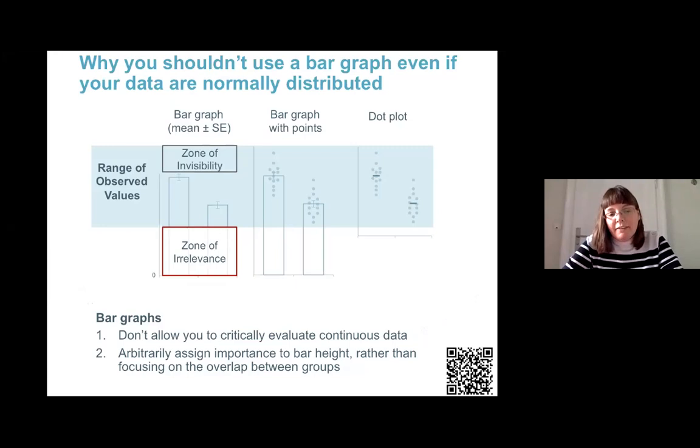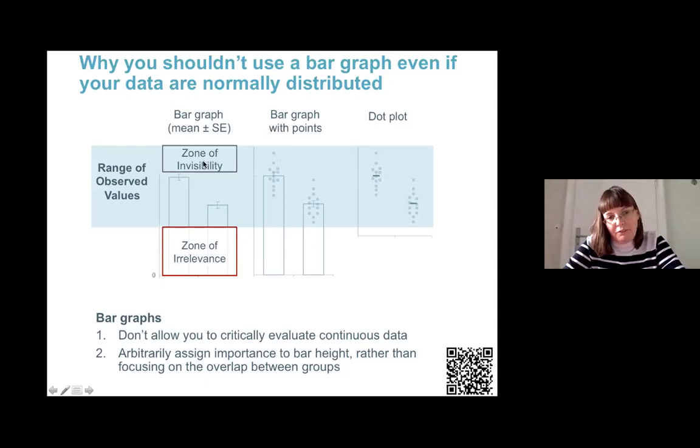And the second is that bar graphs arbitrarily assign importance to the height of the bar, rather than focusing on the amount of overlap between groups or how the difference between the means compares to the variability in the data. And they do that in part by distorting our perception of the range of observed values. So if I look at this graph here, I can see this distortion issue. The first thing that happens is I typically end the y-axis for my bar graph just above the error bar for the highest group. And that means that I can end up excluding values from my graph that are actually present in my data set.